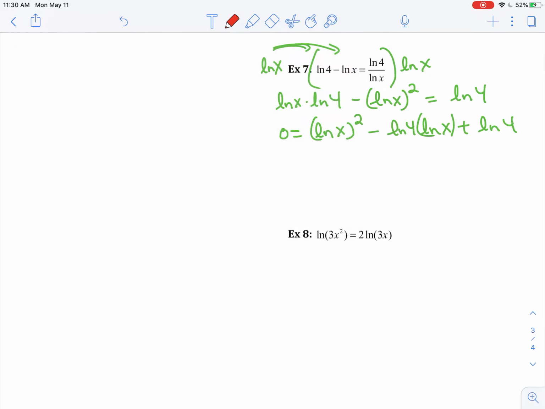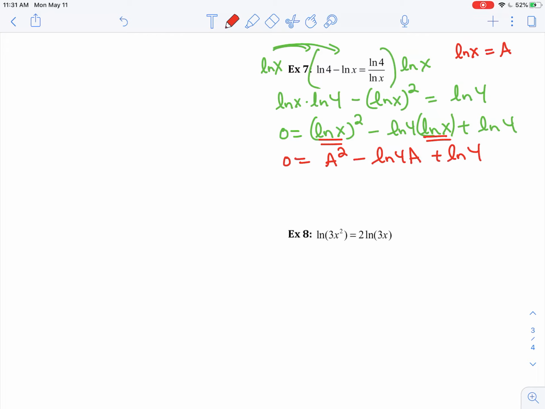Where again, if you're not liking all those log terms, this is a repetitive quantity, and if I want, I can just temporarily call my natural log of x an a, where I'm really just looking at 0 equaling a squared minus natural log of 4a plus natural log of 4. Remember, natural log of 4 is just a number. A little bit bigger than 1, not quite as big as 2.